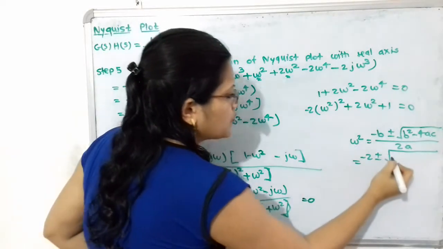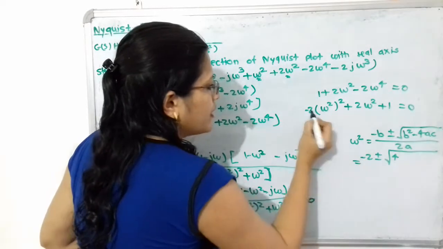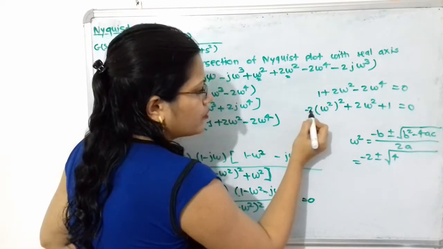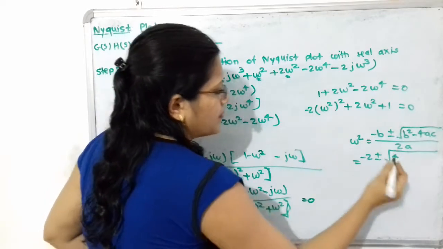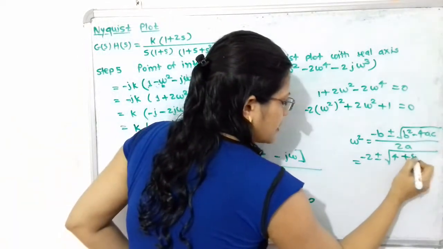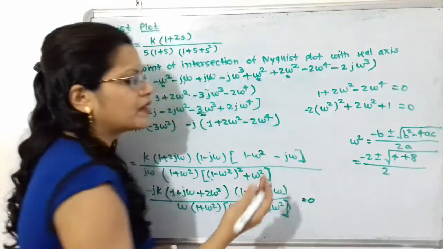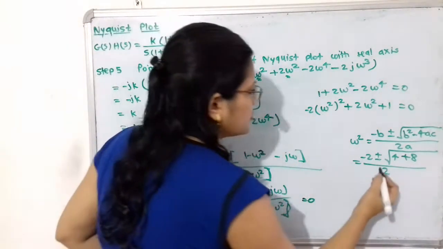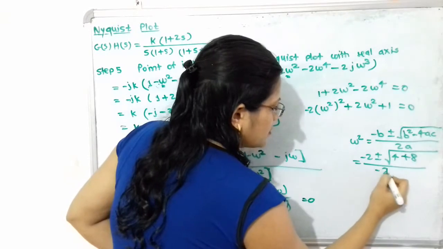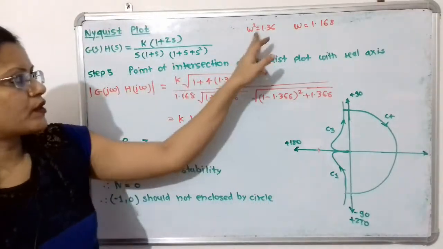So b is b square, that is 2 square 4 minus 4ac. So here a is minus 2. So 4 multiplied by 2, 8 multiplied by 1. So here this minus minus will become plus, plus 8 divided by 2a. So 2a is 2 multiplied by minus 2, that is minus 4.